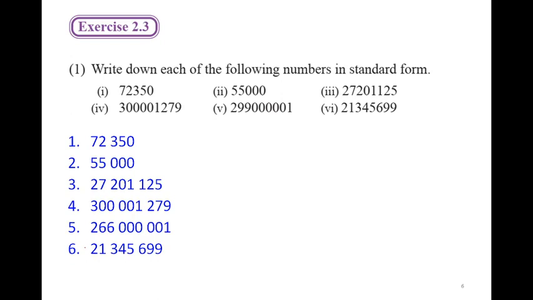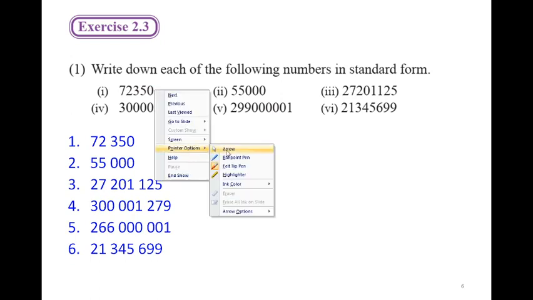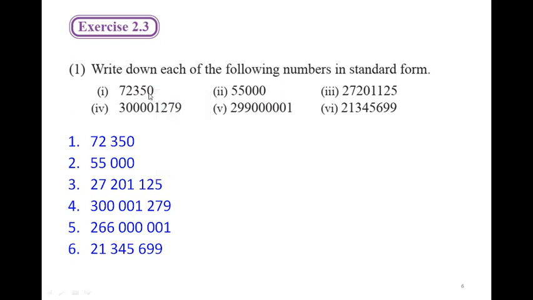Okay, let's look at exercise 2.3. I'm going to do only one for you. Write down each of the following numbers in standard form. So what you have to do is start from the rightmost digit. Count 1, 2, 3. We have 3 here. This is for the unit zone. So we can put a space or a comma here and then 72. That's how. And you can do the exercise and check the answers with this.